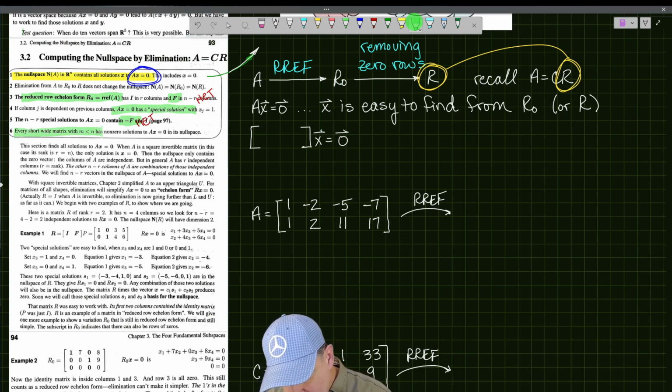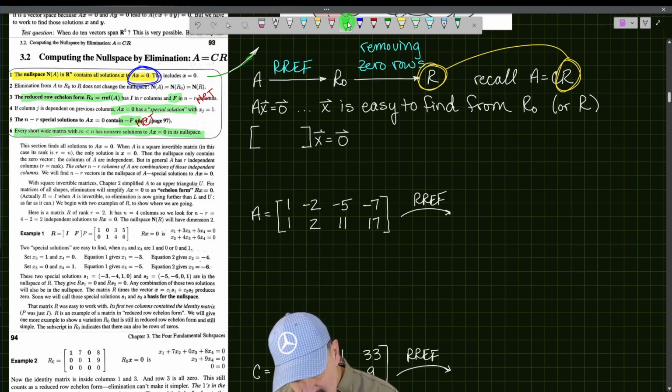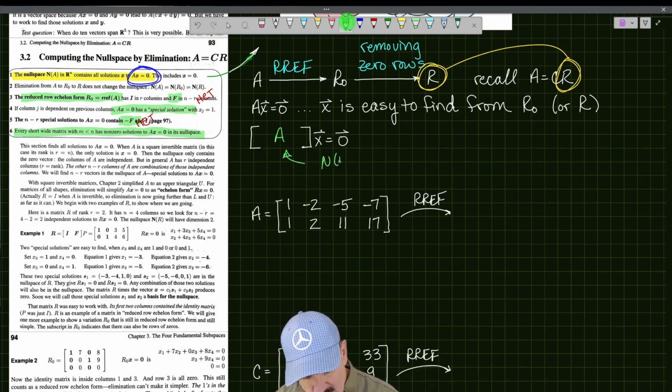And then finally, we have this comment. Every short wide matrix has non-zero values which solve Ax equals 0. So it has a non-trivial null space. Let's take a look at that then. So he says, given a matrix of this shape, and we'll call this matrix A, then the null space of A is what we call non-trivial.